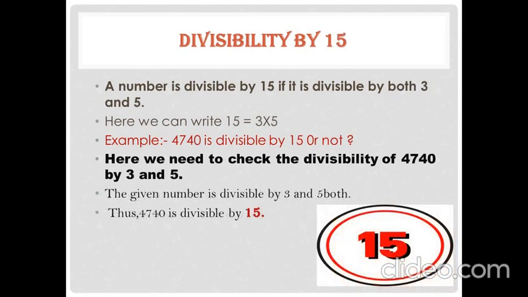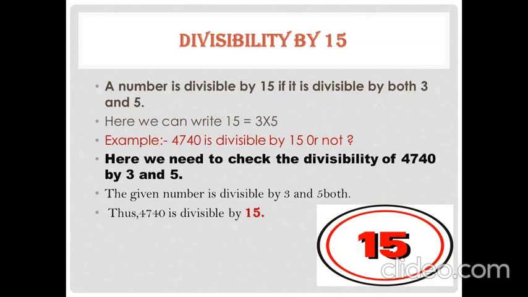To check whether the given number is divisible by 15 or not, we need to check it by the factors of 15. These are 3 and 5, because the other factors are 1 and 15, and any number is divisible by itself and 1. So these are the two main factors which we have to check. Here I took the example 4740. We need to check whether it is divisible by 3 and 5 or not.